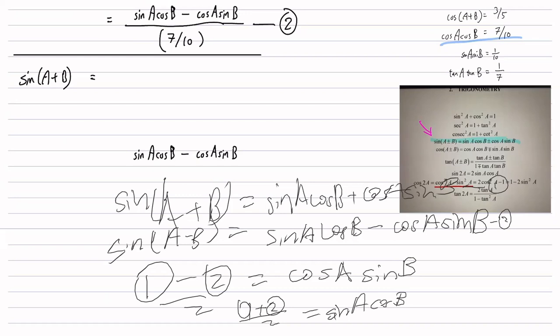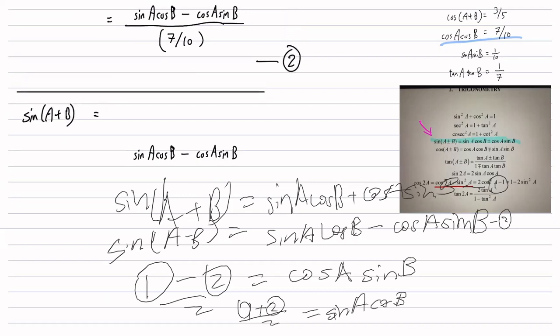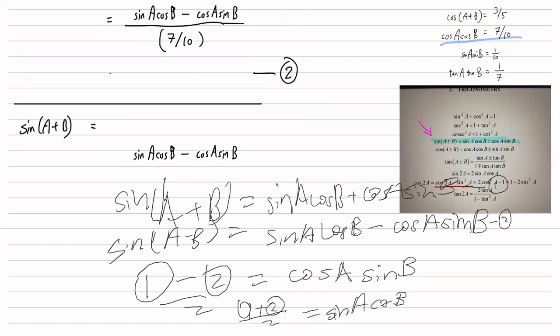So we can actually update this equation a bit. I'm running out of space. So this is exactly equal to sin A minus B all over 7/10. So our objective now is really to find out what is sin A minus B.